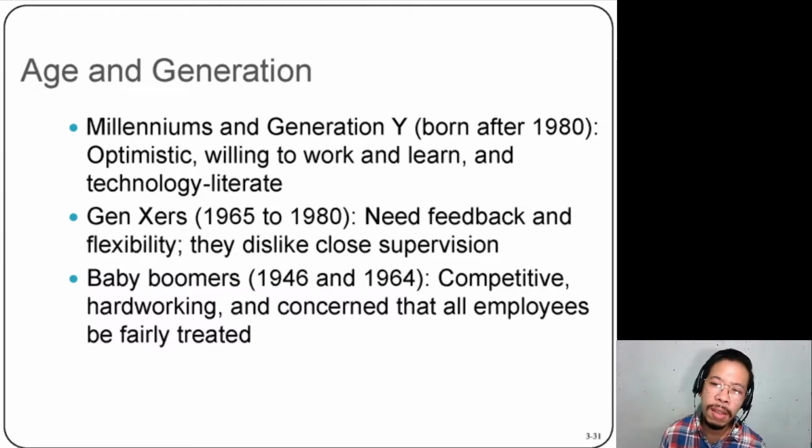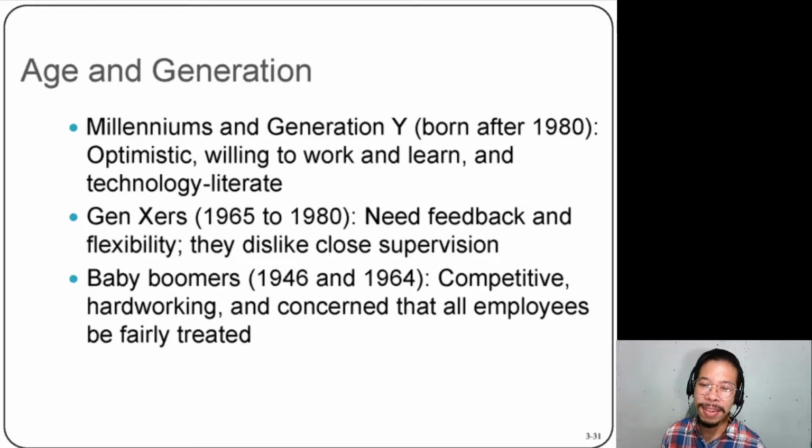The characteristics of this group: they are very optimistic, willing to work and learn, and technology literate. This is the time when computers just started in their lives. They were not born with a computer, but the computer just came in with their life. The next is Gen X, the generation prior to Gen Y. They need feedback and flexibility. They dislike close supervision. In the Philippine context, these are the people born within martial law.